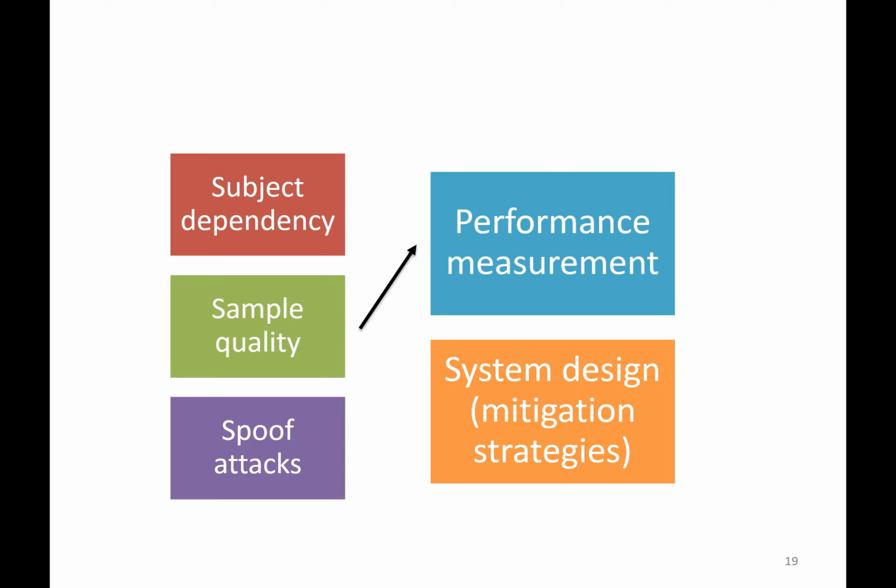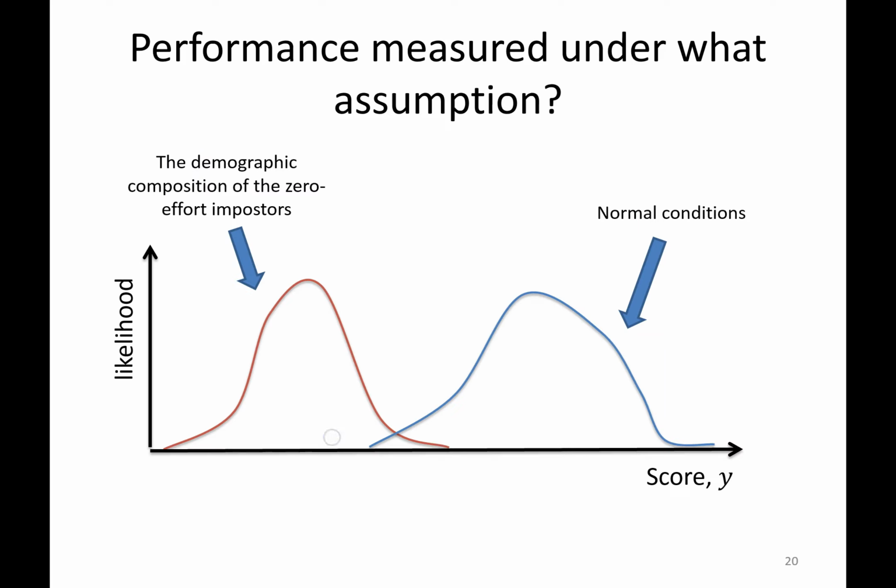Now let's look at sample quality. We know that biometric sample quality affects the system performance, right? Bad samples result in worse performance. But there are a lot of assumptions there. What are we measuring? What's the assumption behind? So that's the normal zero-effort impostor here, and this is a normal genuine score distribution in the normal, expected operational conditions.